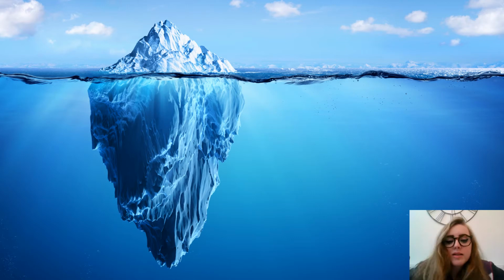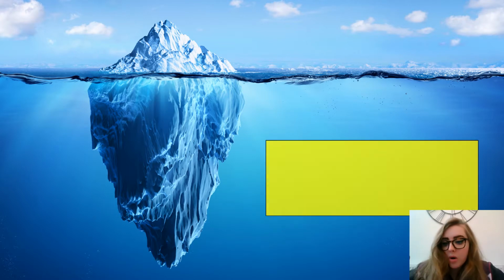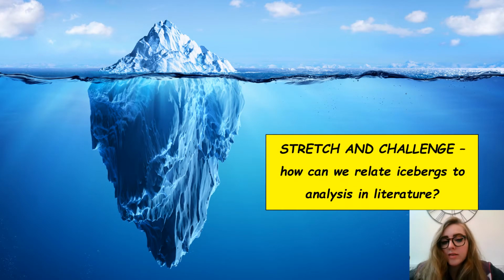Hello everyone, so today we're going to be having a look at symbols in Romeo and Juliet, as well as thinking about how we can analyse in more depth, in particular looking at certain physical tokens and symbols in Romeo and Juliet and how we can apply some literal and symbolic analysis to that.